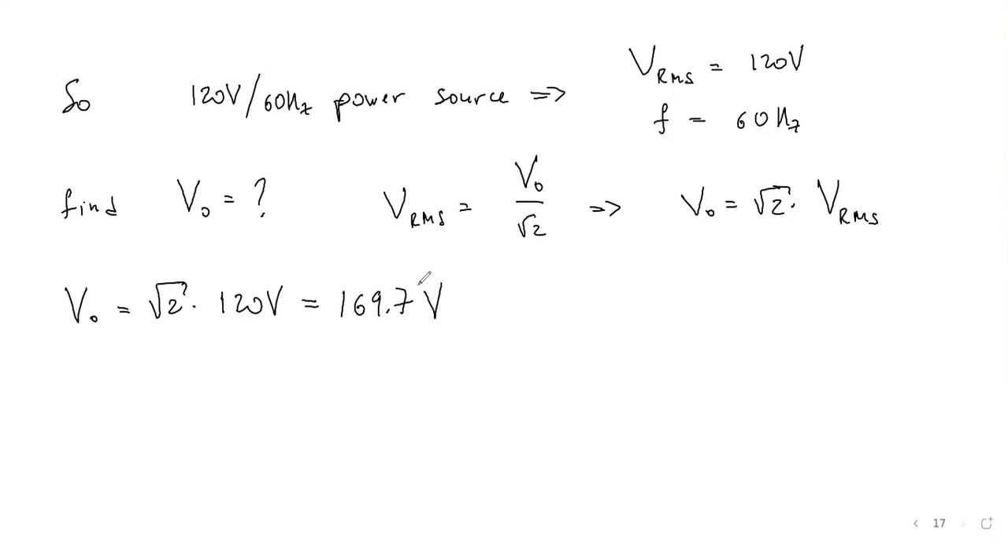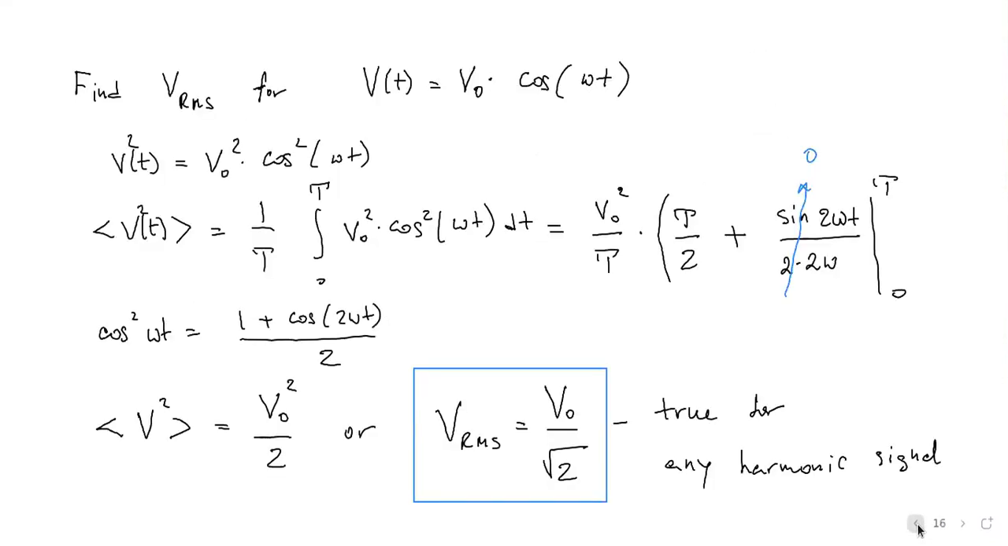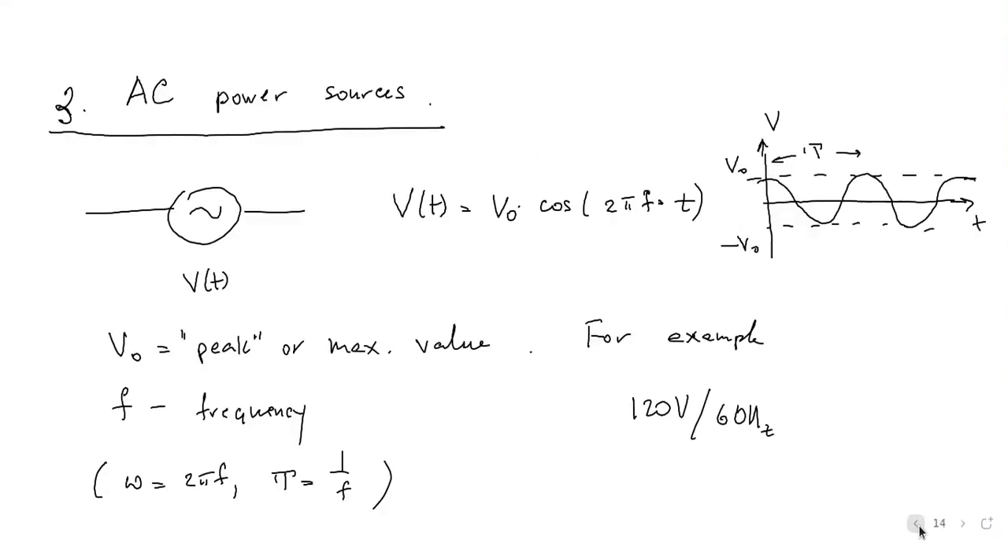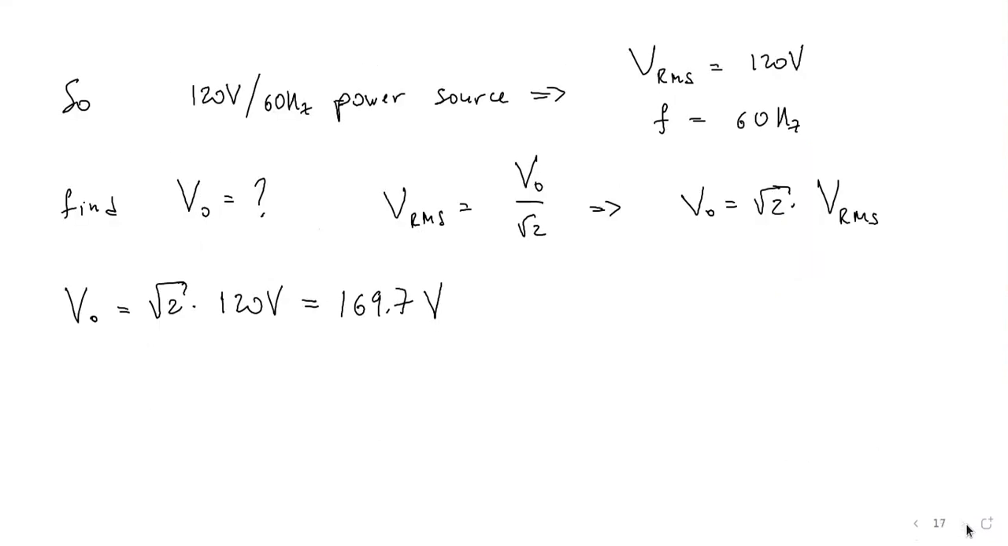Okay, maybe it's good for today. For me, it was important to just introduce RMS value. And next time we will be more serious about these AC power sources. We will try to plug the different elements in this AC power supply. So for example, like this, we can plug resistance or inductance or capacitance or combination of them.